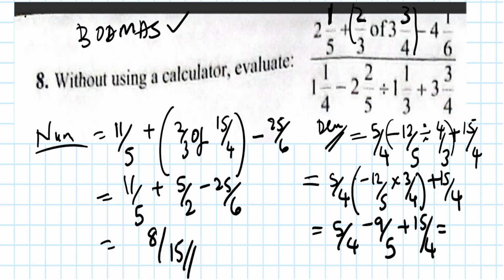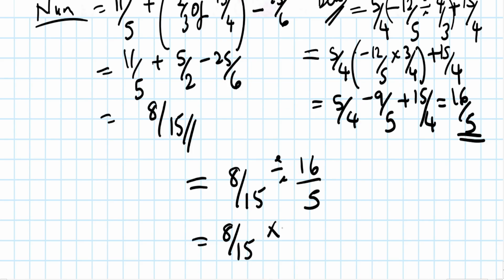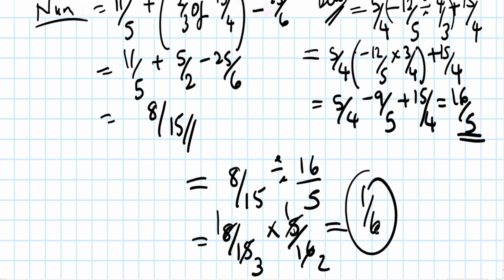It is going to give us 16 over 5. So 16 over 5 is the denominator. Obviously numerator over denominator, you take 8 over 15 divided by 16 over 5. So 8 over 15 times 5 over 16, which will give you how much? 5 goes into 15 3 times, 8 goes into 16 2 times, and your final answer is going to be 1 over 6. Simple answer.